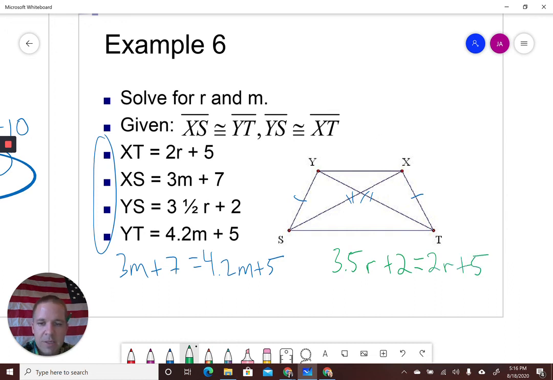Lucky for us, the like variables ended up in the same equations. We didn't have to solve a system here. We just have 2 separate equations. So I'm going to pause the video, work it out, and then record again to save a little bit of time. But why don't you try it on your own?